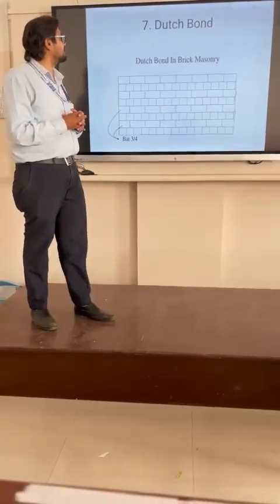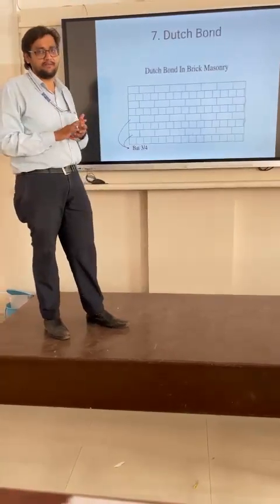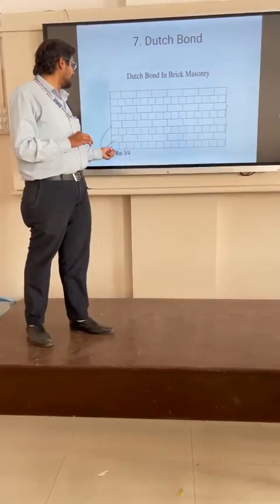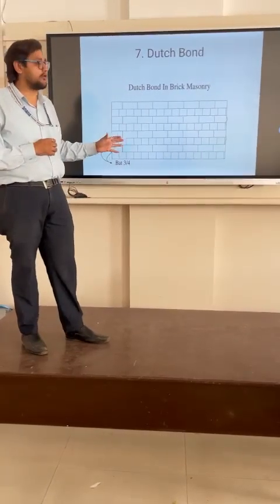Then the seventh one is the Dutch bond. Dutch bond is very similar to Flemish bond, but with a slight difference that brick bats of 3/4 are used at the start of this bond.